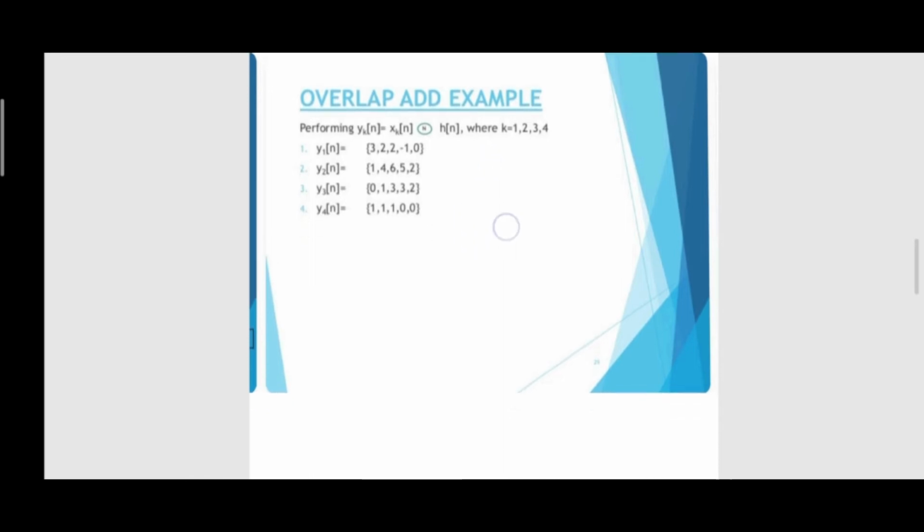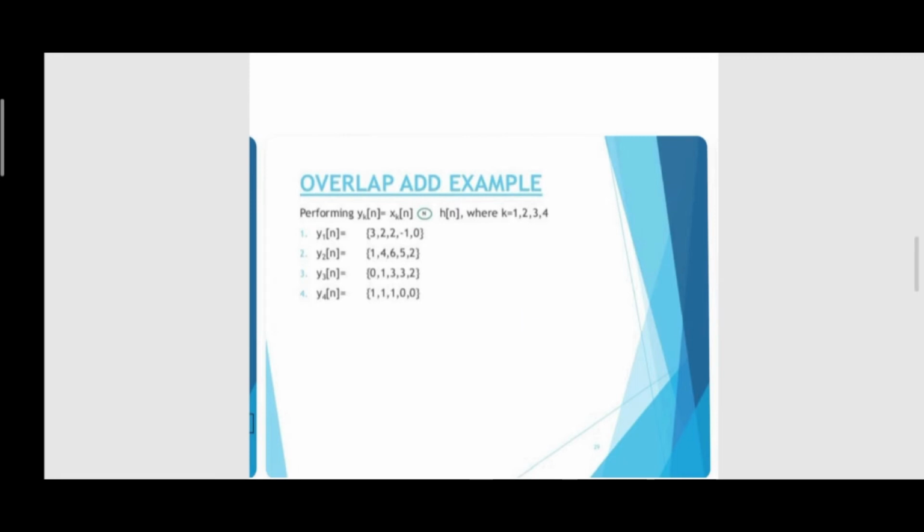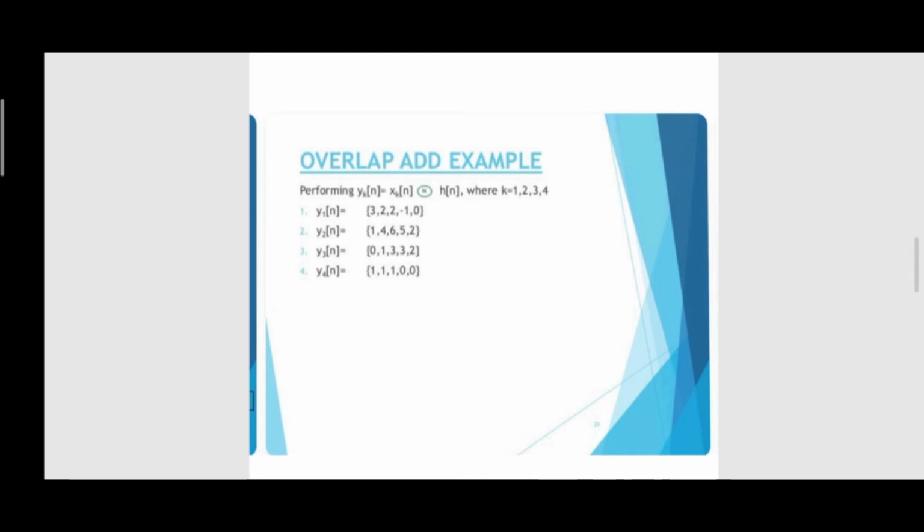To get this circular convolution value, we can use the matrix multiplication method. So simply we can get these values. y1 of n is equal to 3, 2, 2, minus 1, 0, and y2 of n is equal to 1, 4, 6, 5, 2, and y3 of n is equal to 0, 1, 3, 3, 2, and y4 of n is equal to 1, 1, 1, 0, 0.